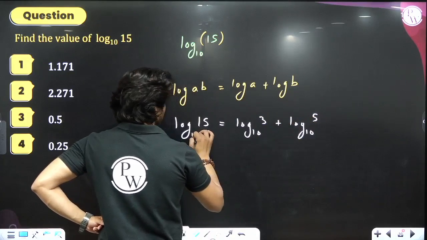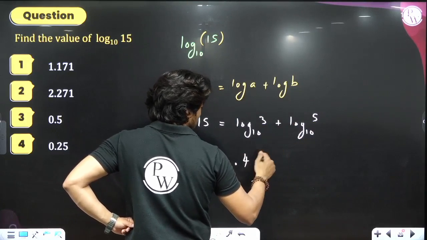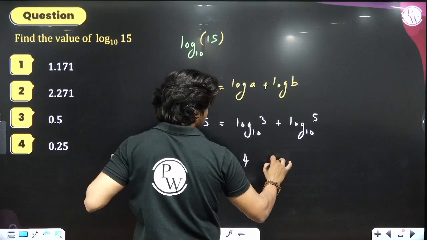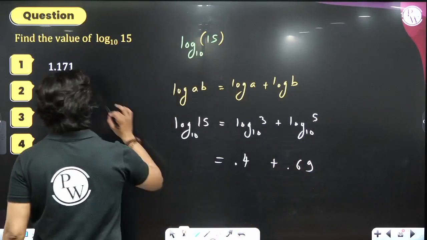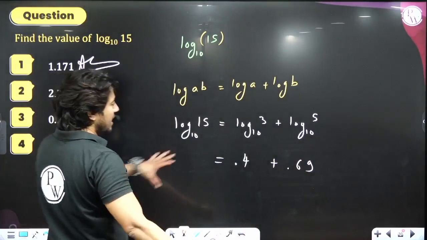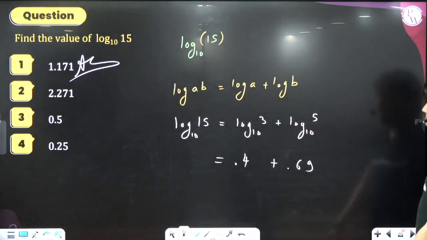How much is the value of log 3? That's 0.4 something, 0.47 and something. This is 0.69. So it's going to be nearly 1.17. Okay, write the exact value. I'm just doing it roughly. That's going to be the answer. Okay, so here we go.